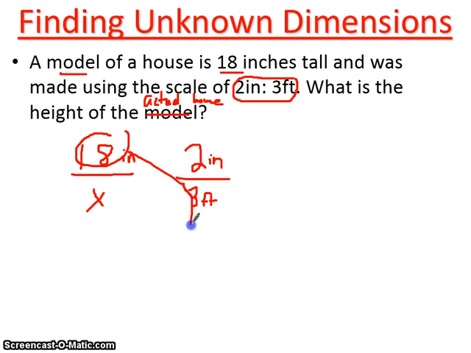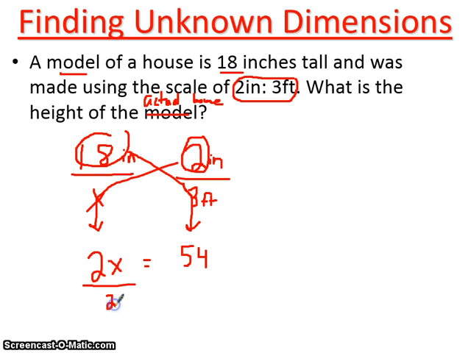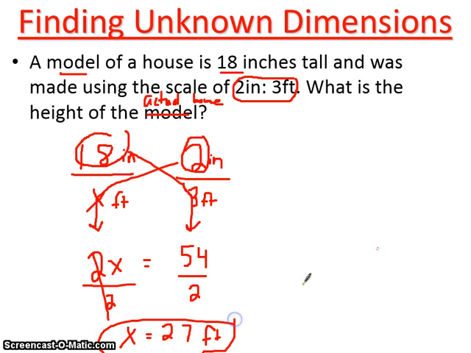18 times 3 makes 54. If you didn't know that, you could do it on the calculator. 2 times x makes 2x. So 2x is equal to 54. If we divide each side by 2, we see that x is equal to 27. Look at the way the units are, inches to feet, inches to feet. So our unknown is measured in feet, so it'll be 27 feet. The actual house is 27 feet tall.